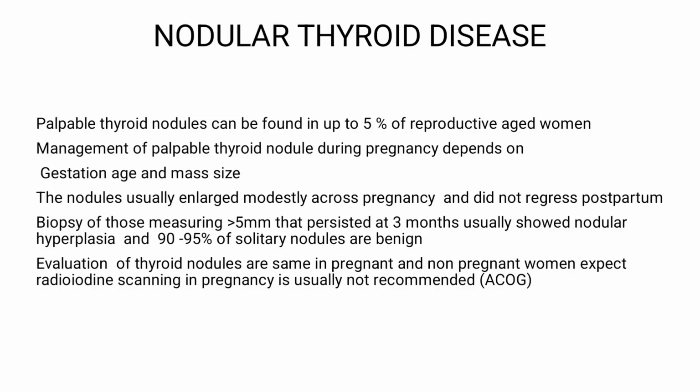Now there is one disease known as nodular thyroid disease. So what happens in this disease? There are thyroid nodules which are palpable, and they are seen in around 5% of reproductive aged women. Management of a palpable thyroid nodule during pregnancy depends on the gestational age and the mass size. Under the effect of hormones, these nodules enlarge in pregnancy, and they do not regress postpartum.